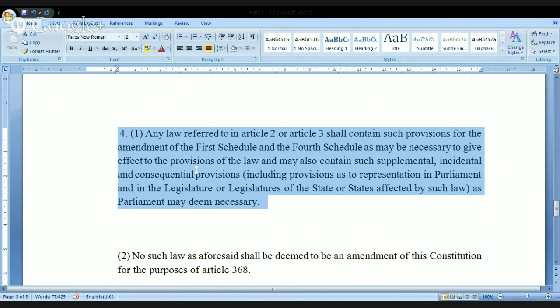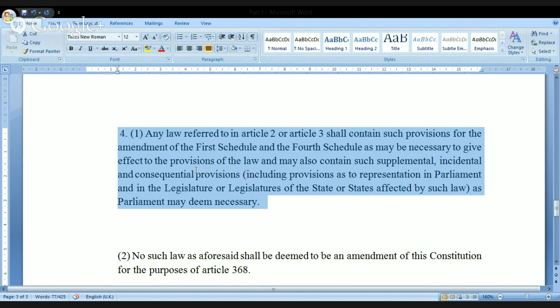What do you mean by this? Under Article number 2 and 3, if I am admitting a new state or establishing a new state or creating a new state, we are changing certain things in the First Schedule and the Fourth Schedule. First Schedule is nothing but the name being added or deleted. That is nothing but an amendment.